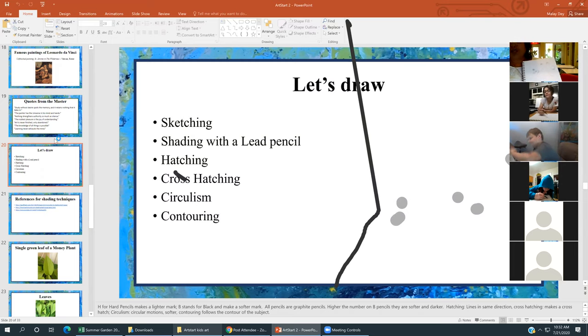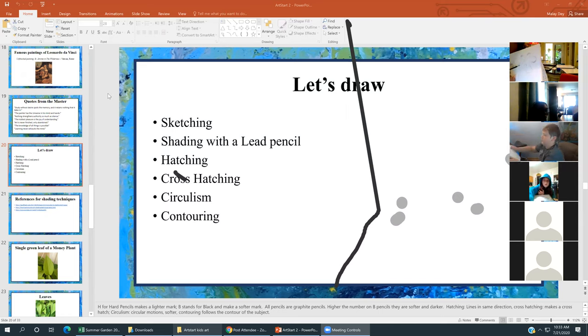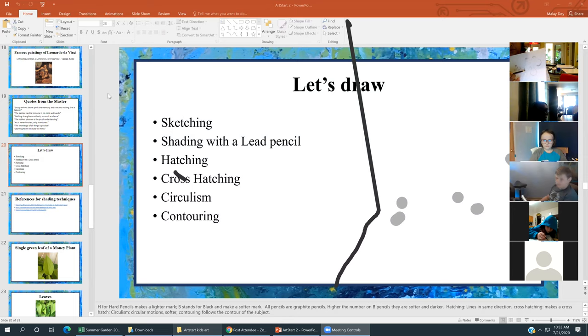And how do you make it light or dark? Let me ask you a question. I'm going to unmute all of you. So how can you make this light or dark? Anybody? So if I put more pressure, say over here, I want to make it really dark over here, so I'm going to put more pressure. See?